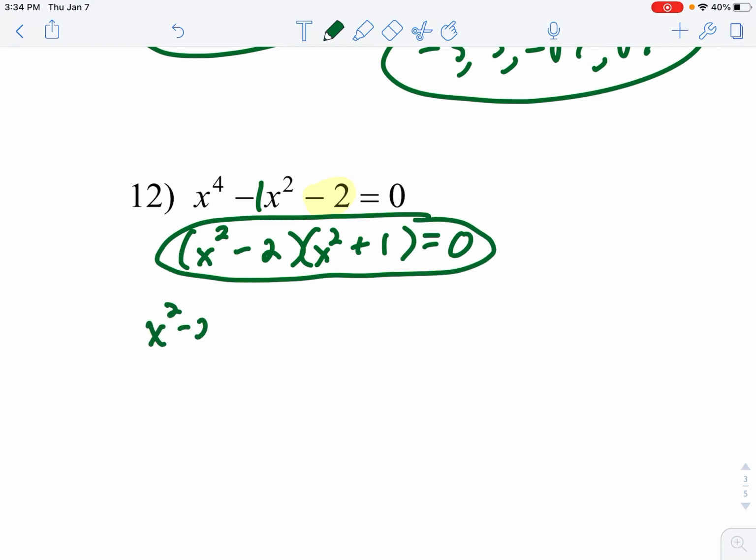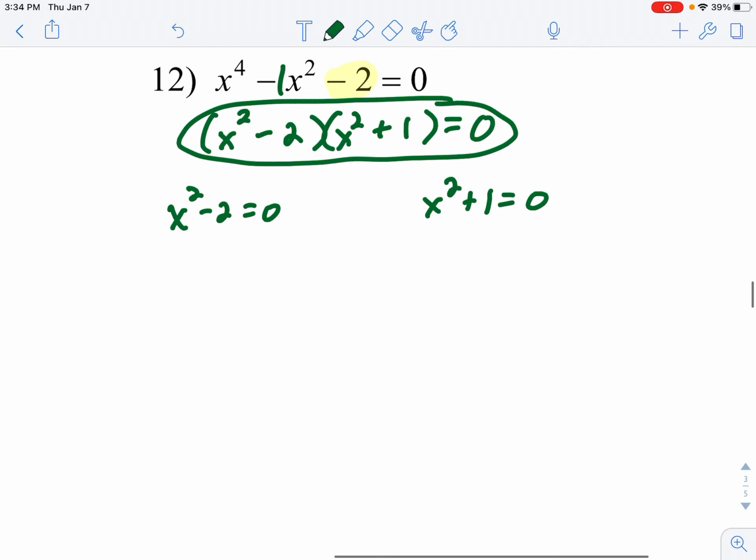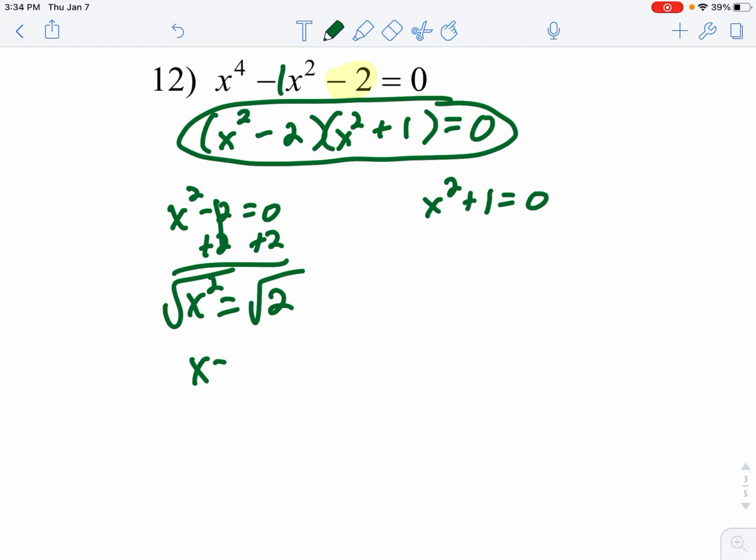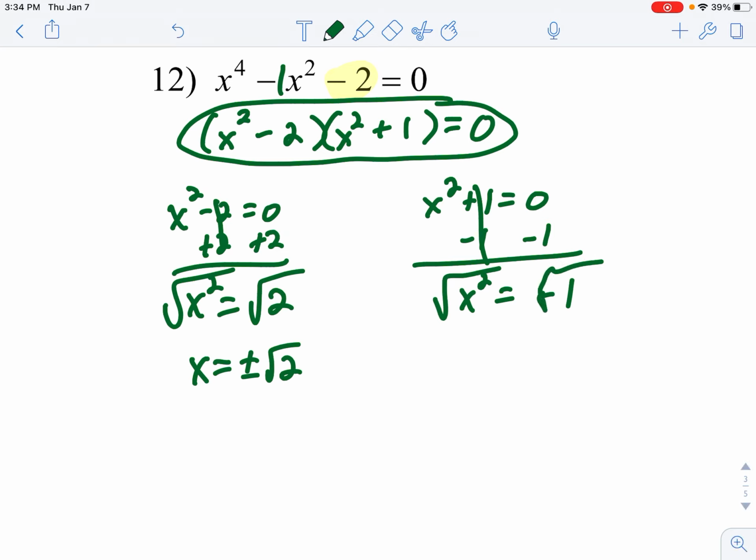Set each factor equal to 0. And then solve them. We're going to use the square root method. So add 2 to both sides. X squared equals 2. Square root both sides. X equals plus or minus square root of 2. On the next one, subtract 1 on both sides. X squared equals negative 1. Square root both sides.